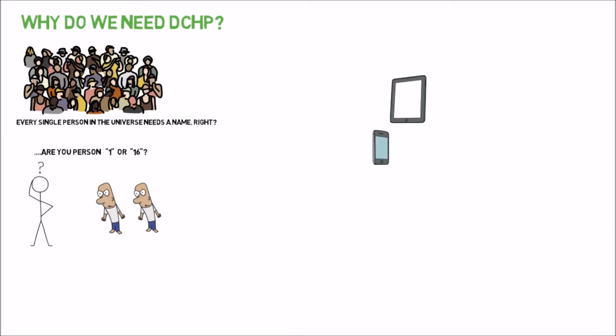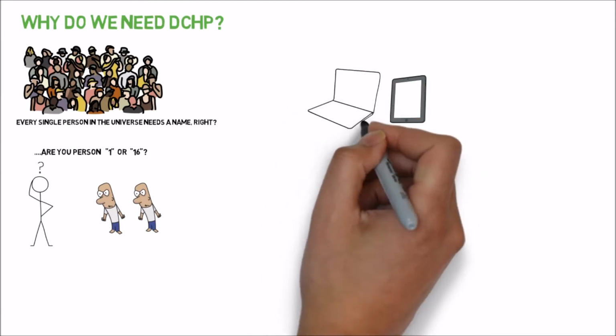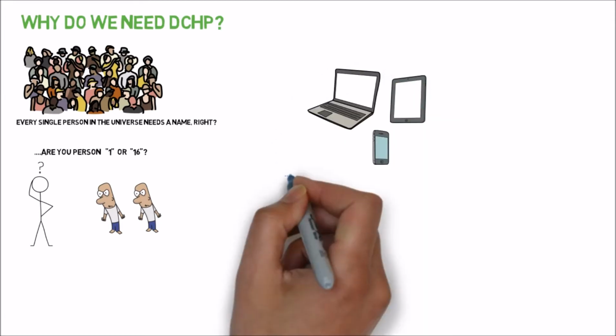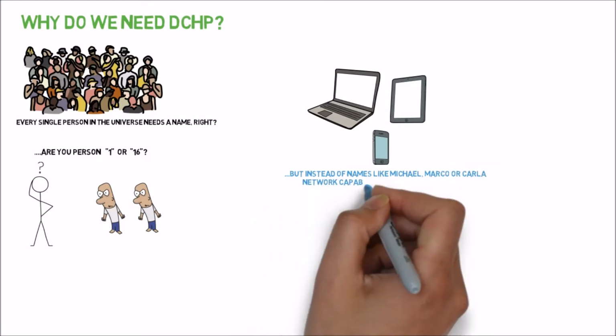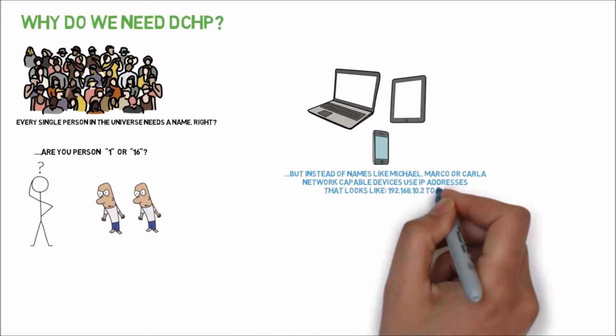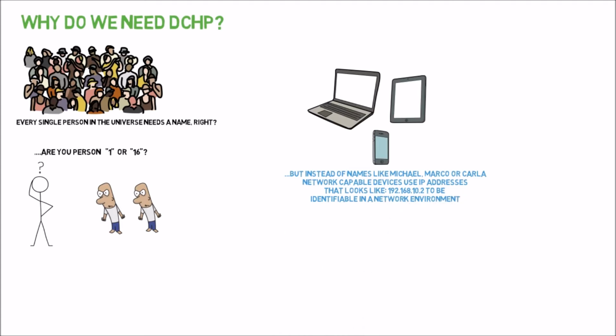Network devices like laptops, desktops, and cell phones also need a way to be identified in a network. But instead of using boring names like ours, they use IP addresses that look like this one. So they need this to be found and identified in a network environment.